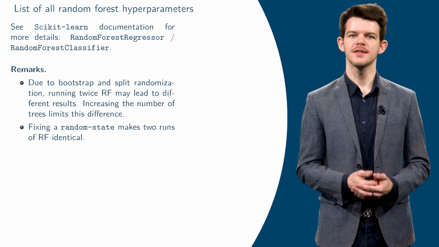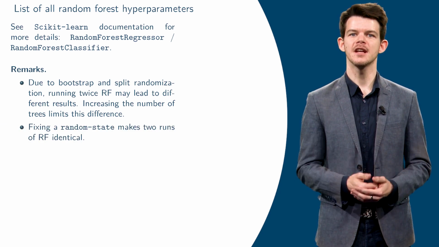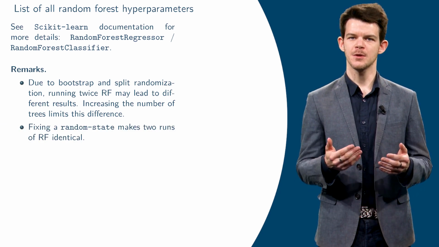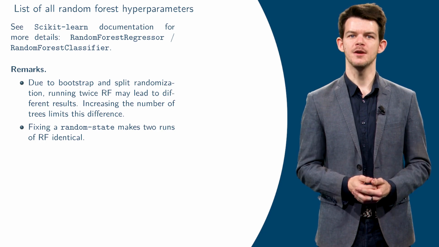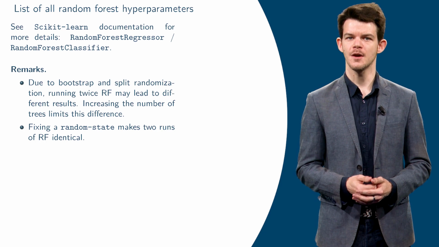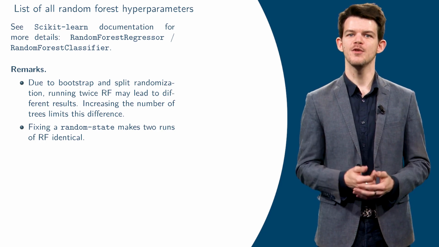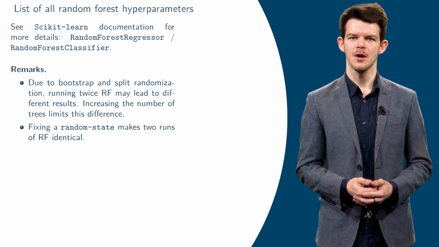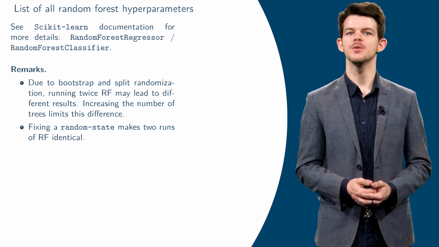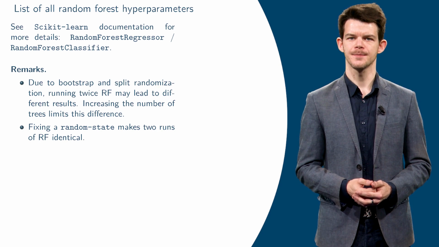It is possible to fix this randomness via the random_state hyperparameter. This is particularly useful in a preliminary debugging phase because it allows comparing the outputs of two executions of the algorithm, both using the same value of random_state. Another way to limit the variability of predictions between two executions is to increase the number of trees.